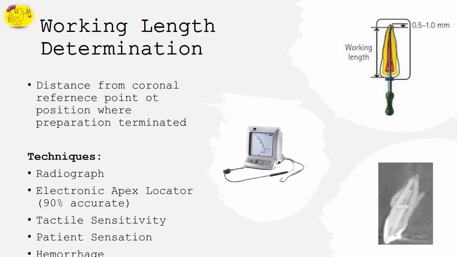Once the access cavity is opened, the most important step is working length determination. It is nothing but the distance from the coronal reference point to the position where the preparation has terminated. There are several techniques to determine the working length, which include radiograph, electronic apex locator, which is almost 90% accurate, tactile sensitivity of the dentist, patient sensation. However, this can be very subjective, especially if the patient is in pain. Another is hemorrhage. If you're preparing the canal and suddenly the bleeding starts out of nowhere, then it is likely that you've over-instrumented the canal.